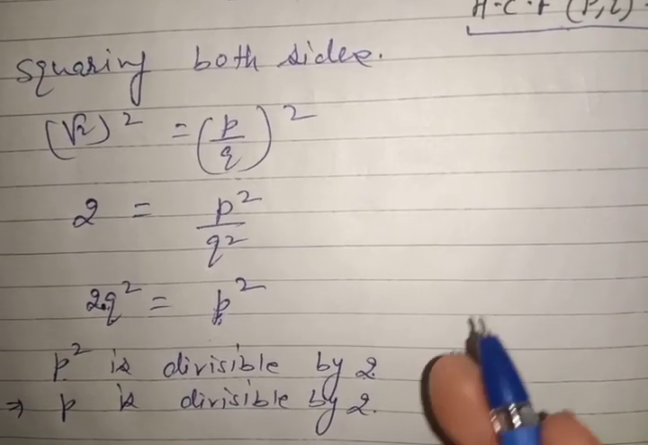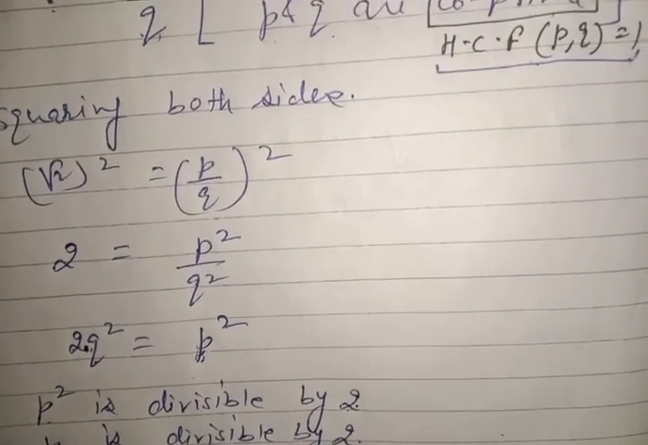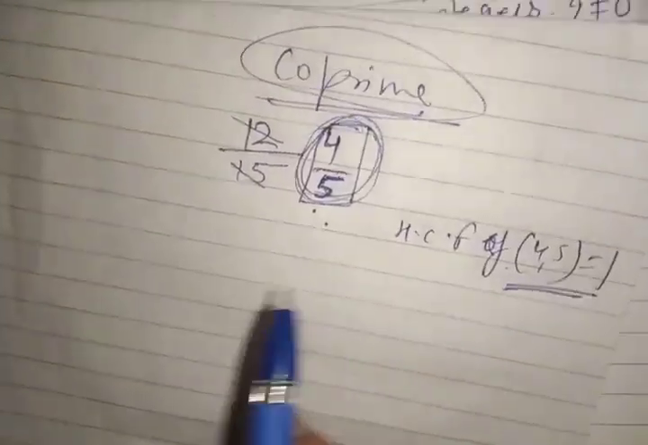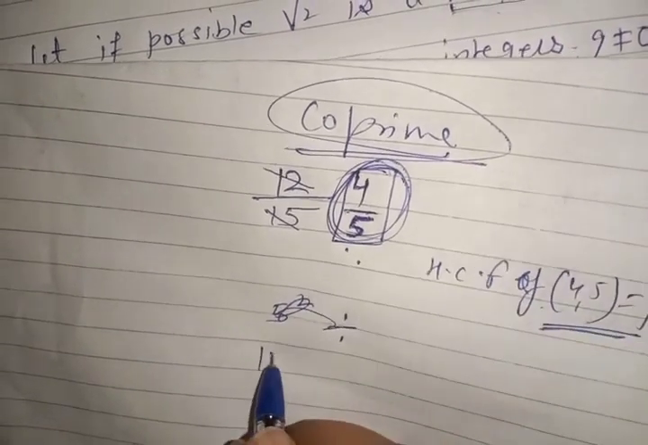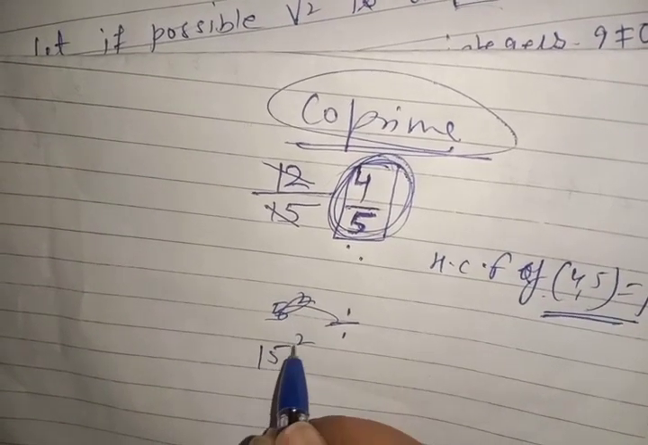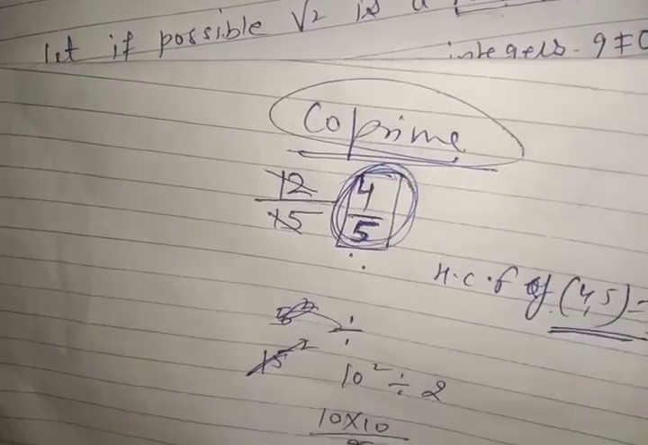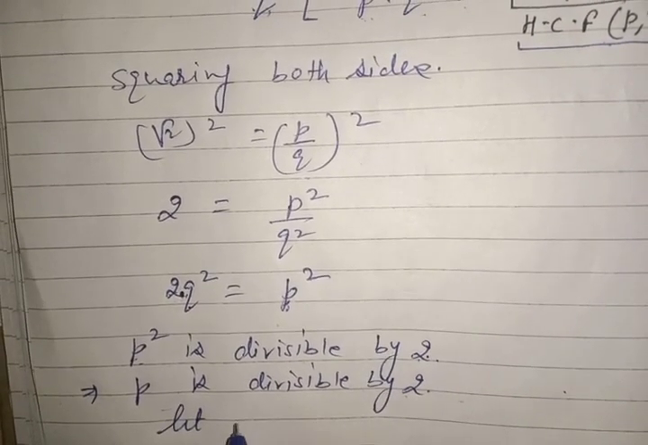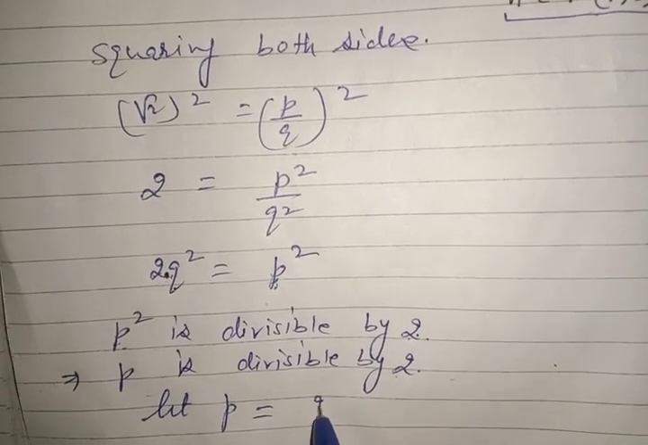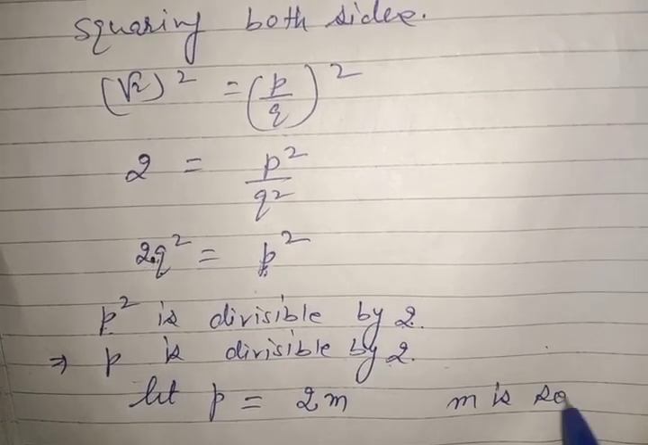This you can find out by taking any example, in the rough work. Suppose I take 10 square is divisible by 2, so I can write 10 into 10, so 10 is also divisible by 2. This is the same simple thing: if P square is divisible by 2, then P is divisible by 2. And if something is divisible by 2, we can write let P equal to 2m, where m is some integer.